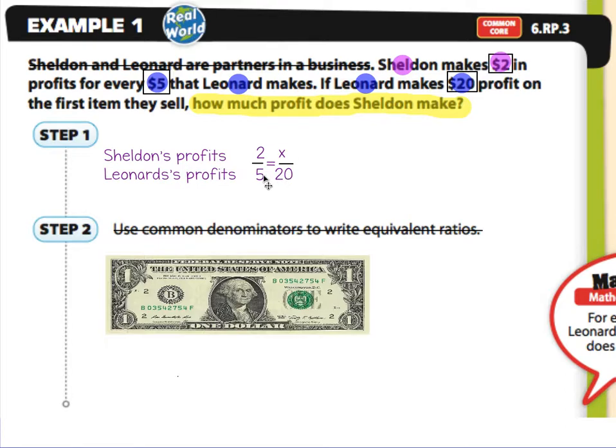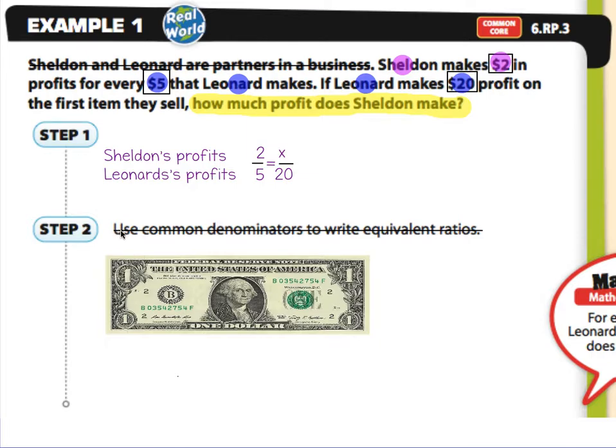Now 20 has to be set up across from the 5 because 20 is how much Leonard makes. And I don't know how much Sheldon makes, so the x, my variable, has to be set up across from what we know about Sheldon. So I have to keep my labels set up across from each other, just like we were talking about before when we talked about just ratios. We have to keep everything lined up nice and neat. Same thing when we take those ratios and put them together to make a proportion. You'll notice that just because we use these different words doesn't mean that the way that they work changes.